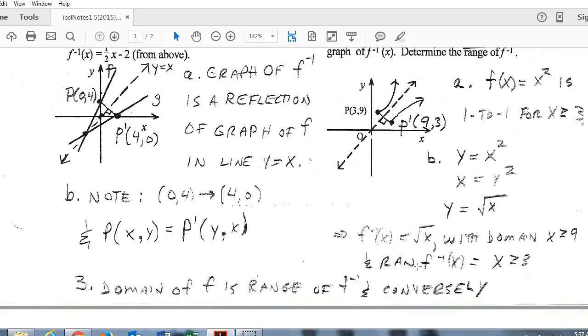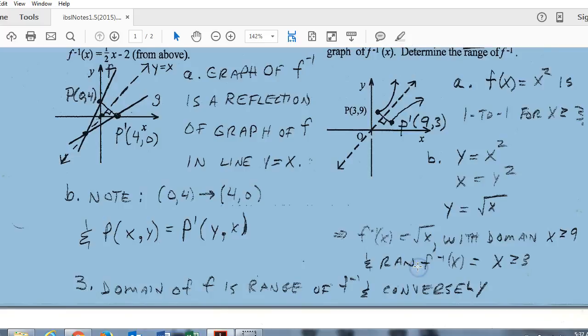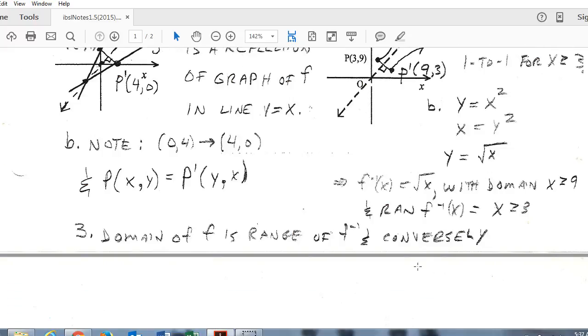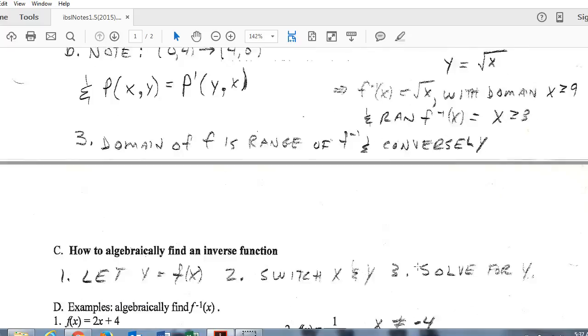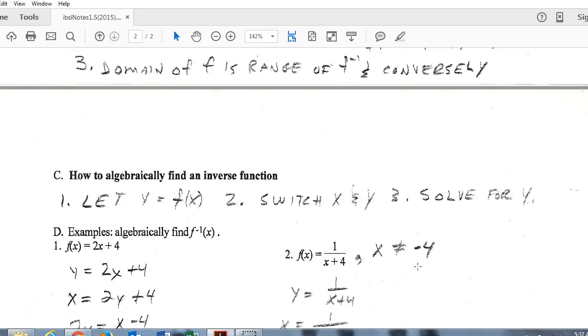And like I said, I have another video attached to the screen on the calendar if you want to see another explanation graphically for domain and range of inverses. And so right there at the top of your screen, number 3 is your basic explanation: the domain and range of the original becomes the opposite for the inverse.